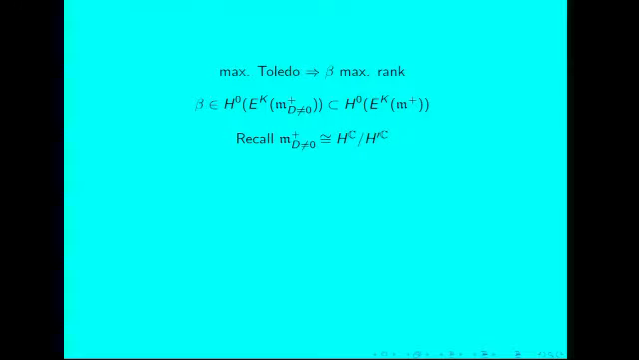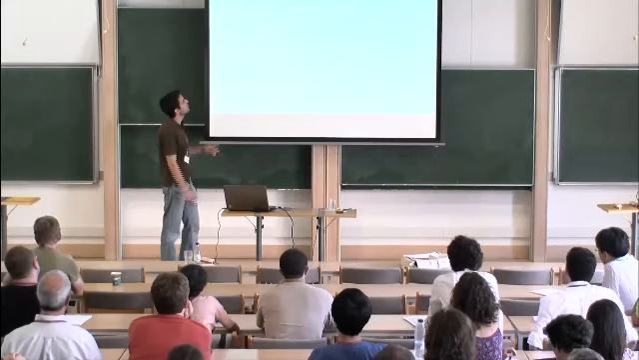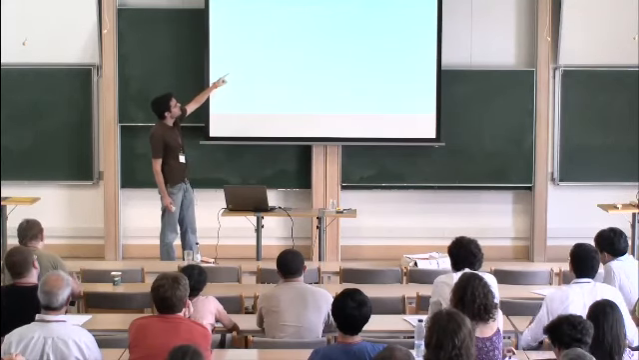Now, if I have maximal Toledo, I have said that this corresponds to having a beta of maximal rank. So if beta lives here, it will live in a subbundle of regular elements. And we had that these regular elements were isomorphic to this homogeneous space here. So we are close to having a reduction from H^C to H prime C.